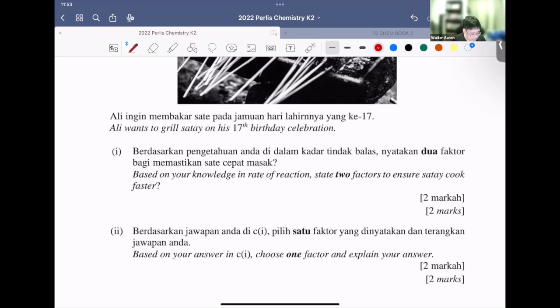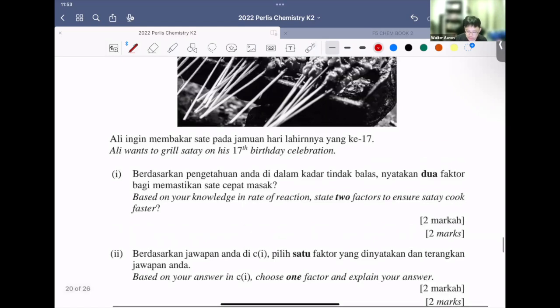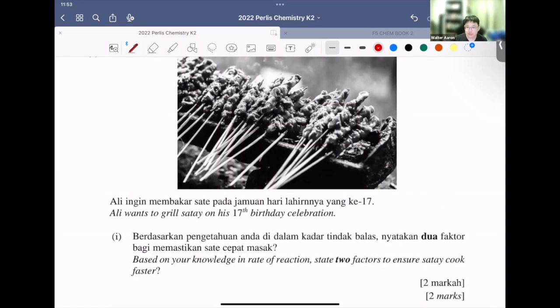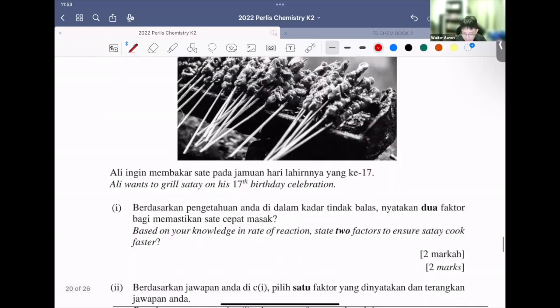So I think 2 factors that you can use to make sure that the satay cooks faster would be either increasing the temperature of the burning charcoal, because you see the charcoal over here, right? So you can increase the temperature of the charcoal by, for example, fanning it, to make the sparks become brighter, or to make sure that the charcoal produces more amber. More amber means there's more heat being produced lah. All right, to increase temperature, or you can make the size of the chicken smaller lah. All right, so that's the way we can increase the rate of reaction.